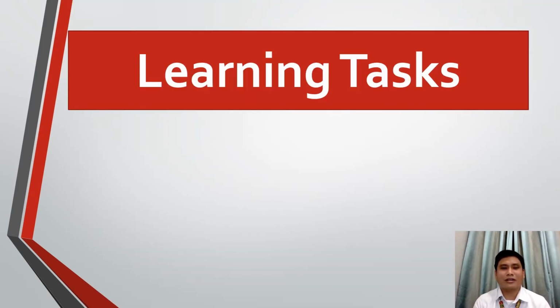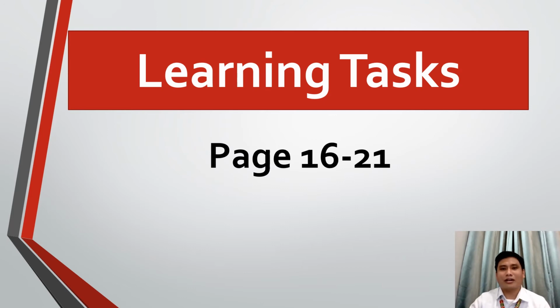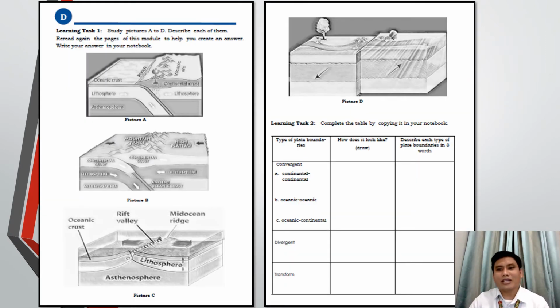So let us proceed right away with the different learning tasks that we have for the week. And these are located on page 16 to page 21 of the learning module. For learning task number 1, your target is to study pictures A, B, C, and D and describe each of them by rereading the pages of the learning module in order for you to create answers.